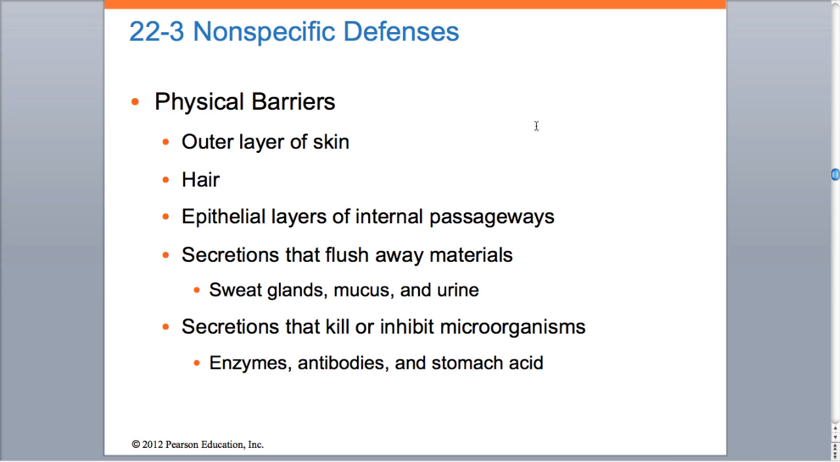Okay. I'm going to pass up this slide. It is again a rehash of what I've gone over. So skin, hair, flushing like urination, sneezing with the mucus coming out of you, sweating. All of that are just barriers. Okay, so stomach acid. Remember I said physical barriers to me is mechanical and chemical. So stomach acid, enzymes, they're all barriers.